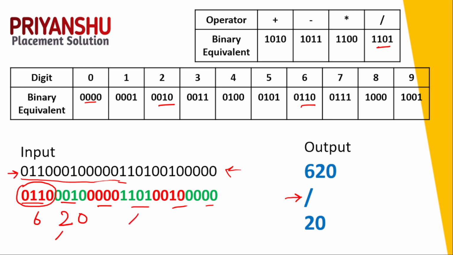Whatever the numbers are, for example 0 0 1 0 means 2, then 0 0 0 0 is 0, so it will print 20. So whenever you have an operator, print the operator on a single line. Clear? So that is the question.